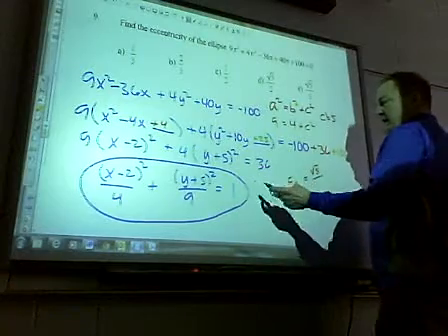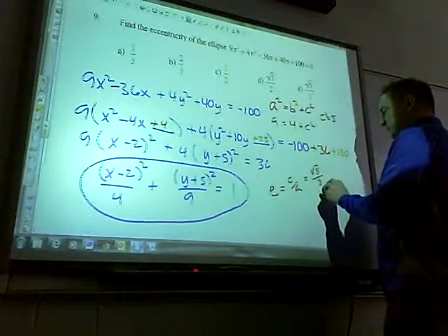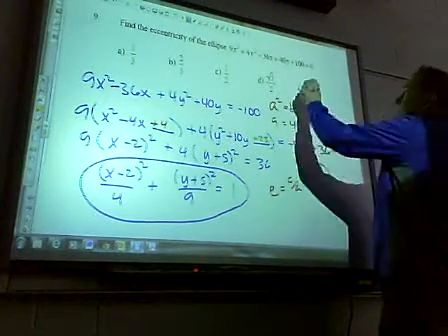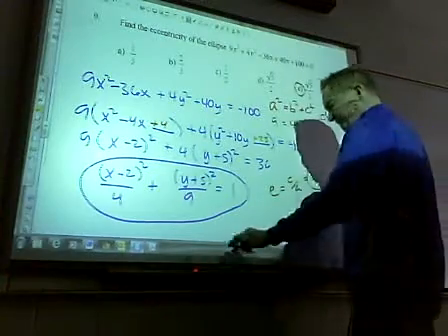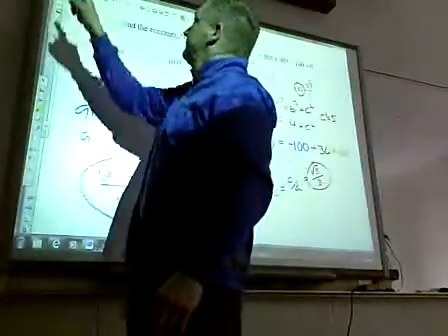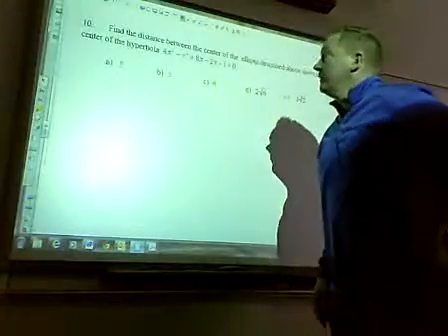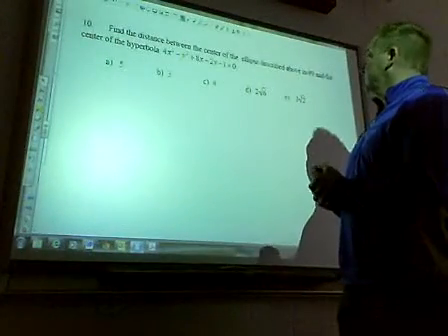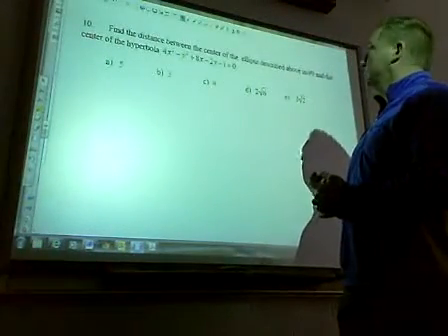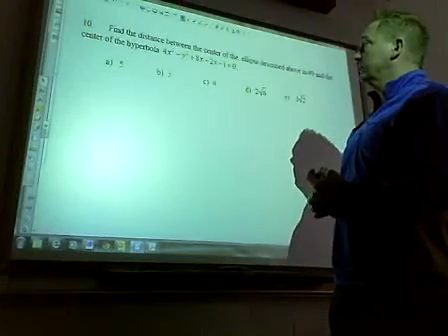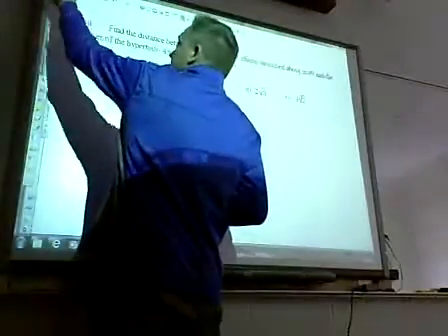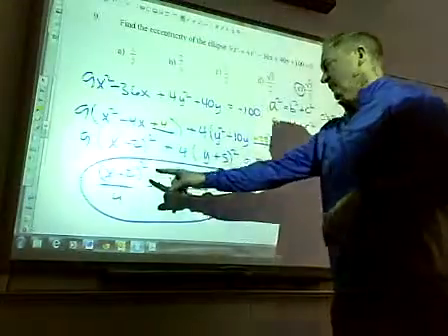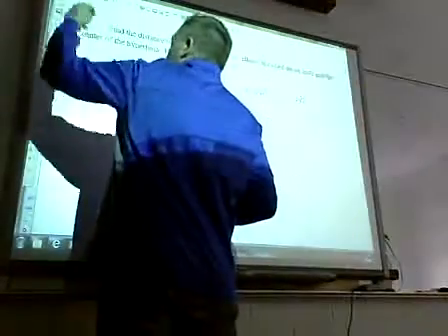And a is 3. So the eccentricity would be square root of 5 over 3. Choice E. Okay? Number 10. Find the distance between the center of the ellipse described above and the center of the hyperbola here. So let's go back to this. The center would be 2, -5. Okay, I'm going to bring that over to the next problem.